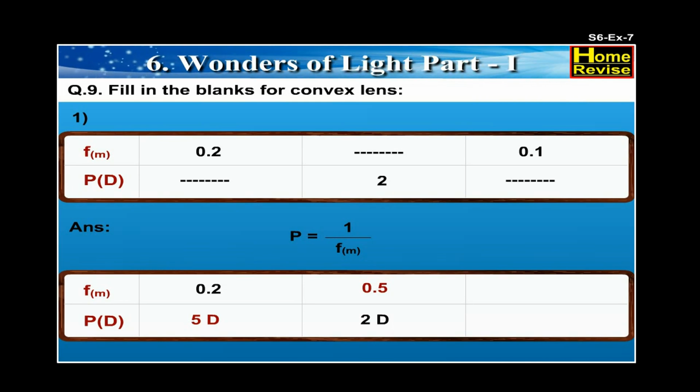3. Focal length f is equal to 0.1 meters. What is the power of the lens? P is equal to 1 upon f. Substituting the values, P is equal to 1 upon 0.1. Therefore, power of the lens P is equal to 10 diopters.